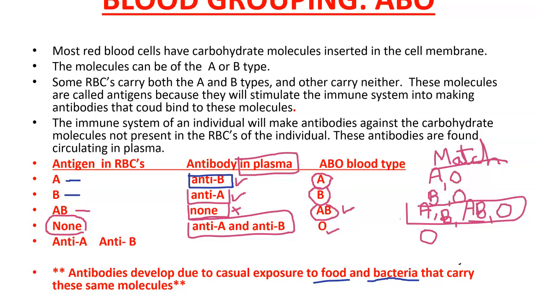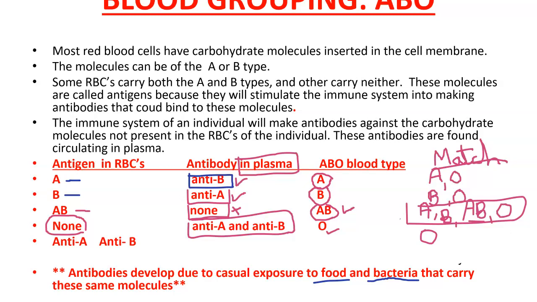When blood is transfused, the only part of the blood that is transfused to the patient are the red blood cells, not the plasma. So we don't have to worry about the plasma of the donor, because the only thing that is transfused is the red blood cells of the donor, not the plasma.